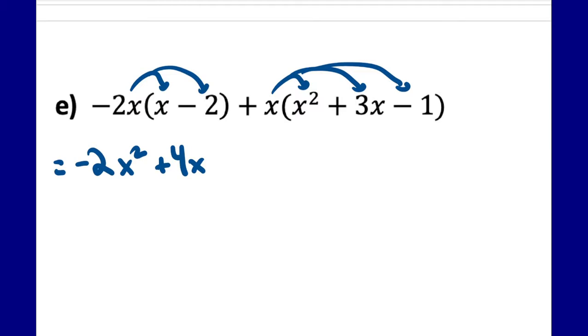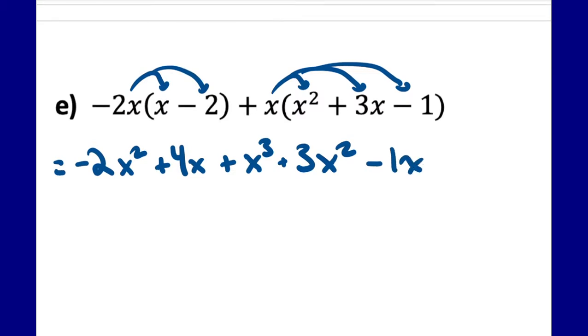I've distributed now one bracket. I need to do the second one. So x times x squared gives me x cubed. x times 3x gives me 3x squared, and x times negative 1 gives me minus 1x.